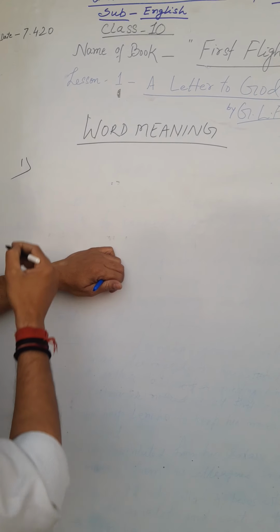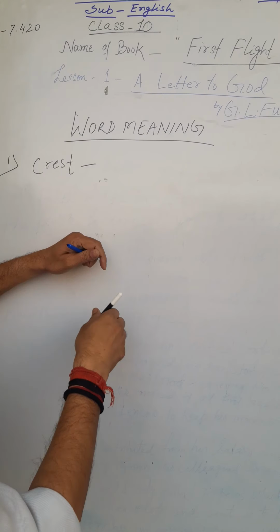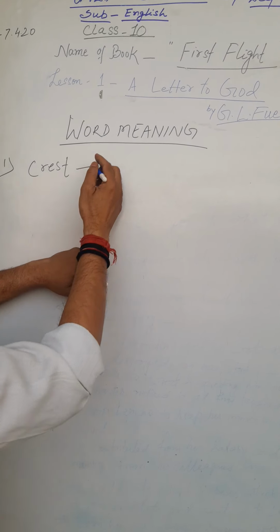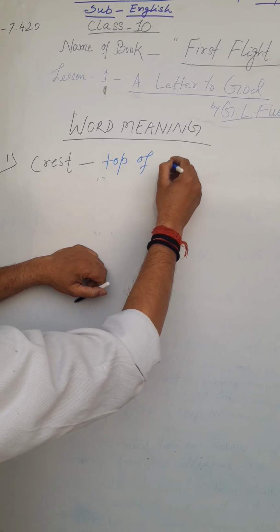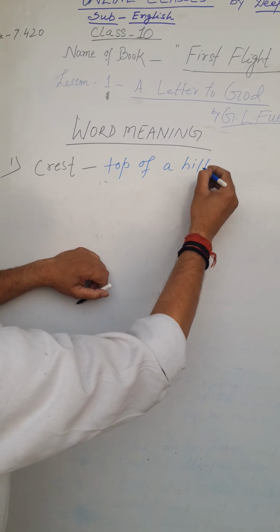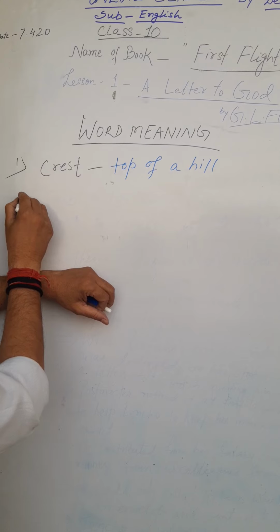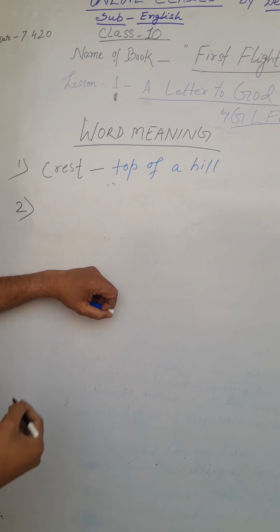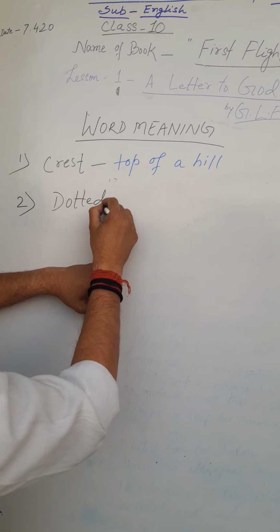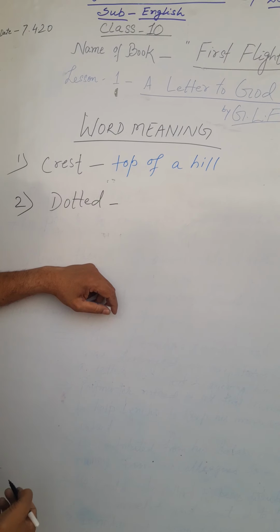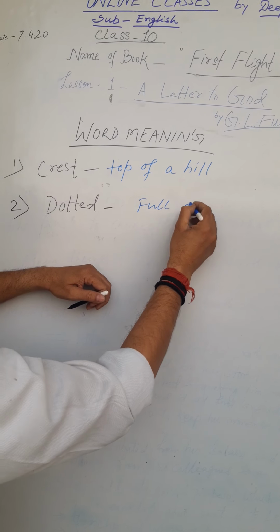First word which is used, that is crest, and the meaning is top of a hill is called crest. Number two, second word which is used, dotted. It means full of.